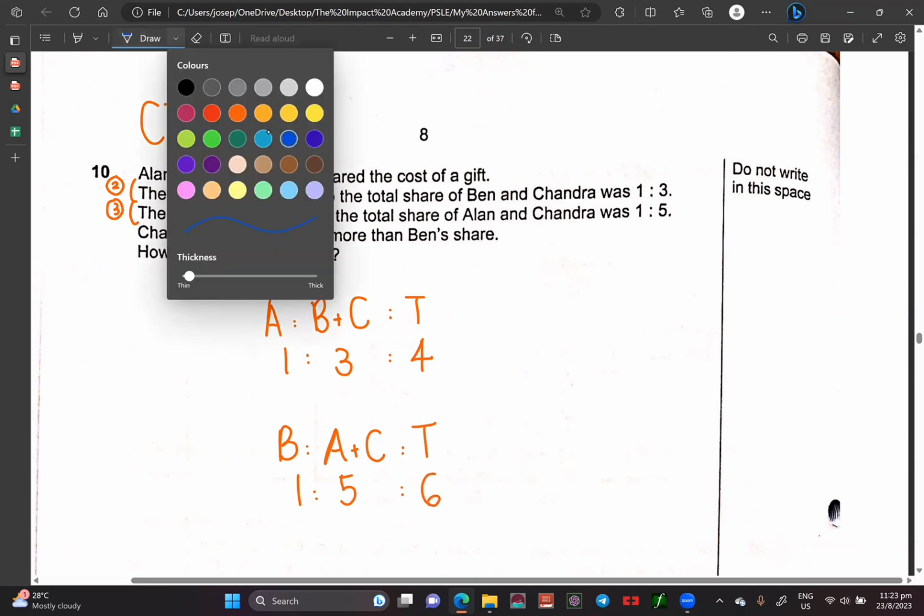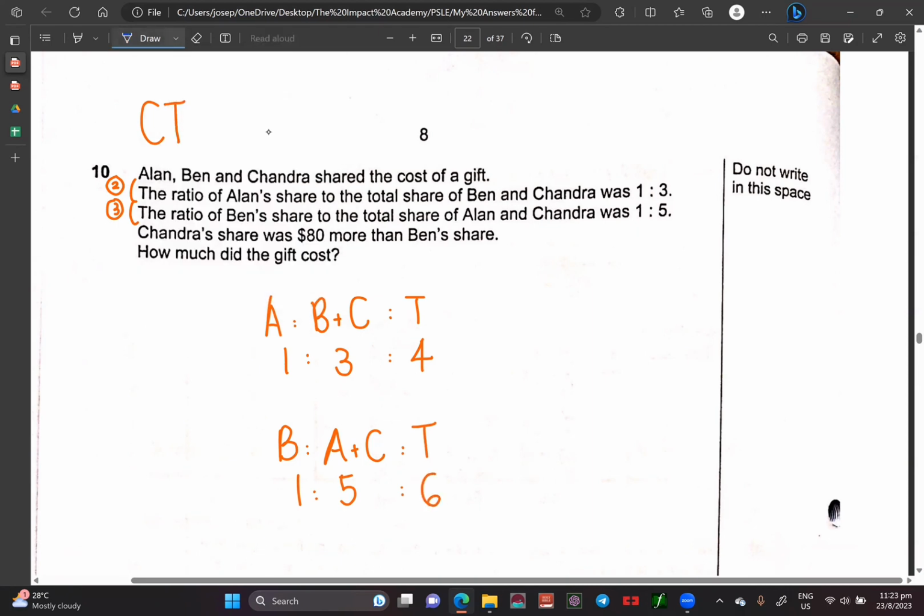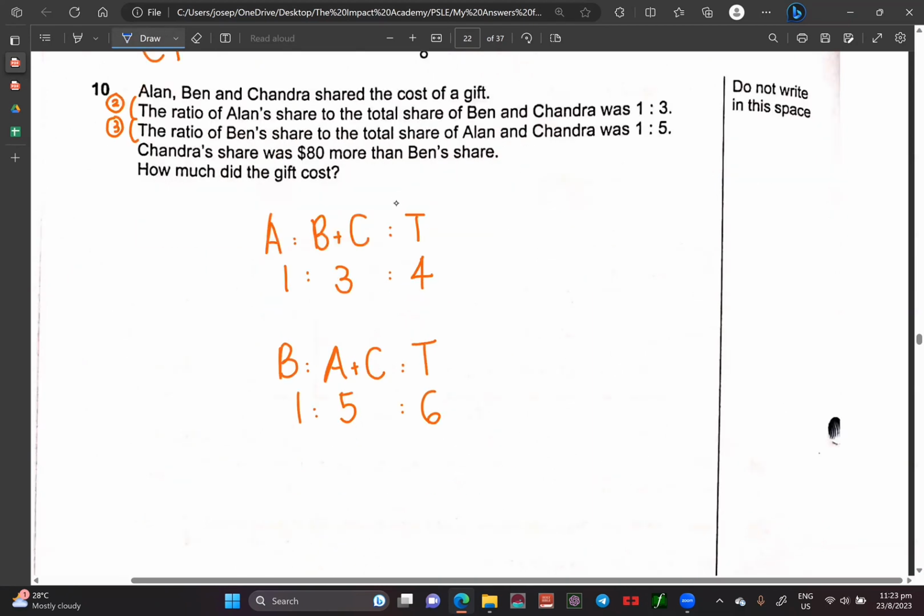Now, what can you infer from this? You can see that the total of the gift is different. But that is not even possible at all, right? Because the cost of the gift must be the same because it is shared by the 3 of them. So therefore, what you need to do is to make the total the same. So you can either just times 6 to this and times 4 to this, or you can just find a common multiple of 4 and 6. And we know that that is basically 12, right?